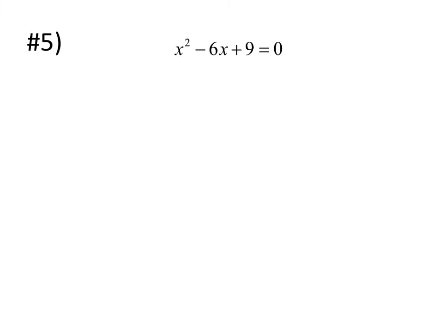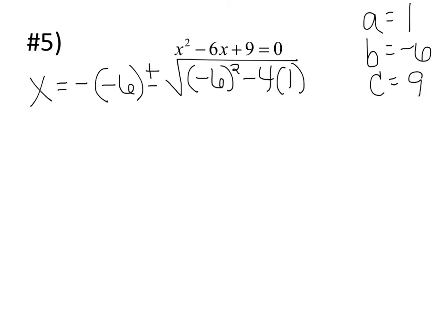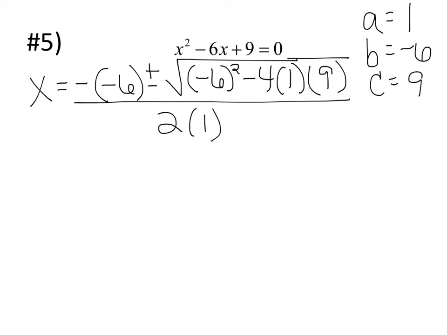Okay, next I have x squared minus 6x plus 9. This is already in standard form, so I can go ahead and say a is 1, b is negative 6, and c is 9. And then I'm going to start plugging into the quadratic formula. So I have negative b, so negative negative 6, plus or minus the square root of b squared, so negative 6 squared, minus 4 times a, which is 1, times c, which is 9. All over 2a, and in this case a is 1.